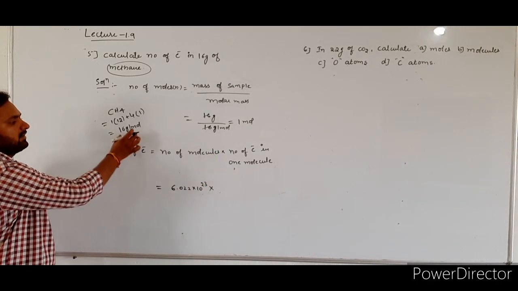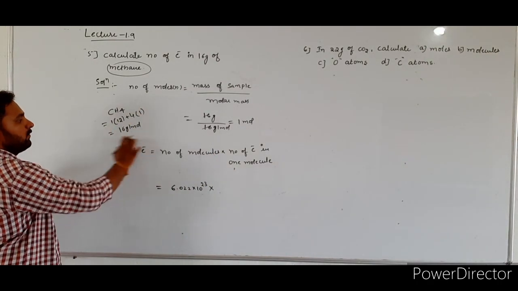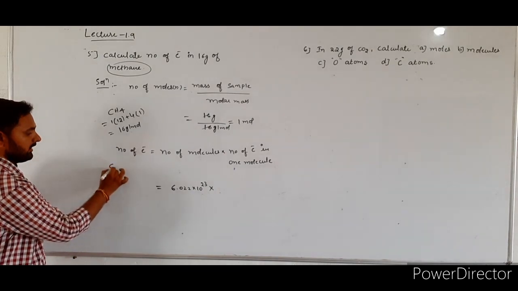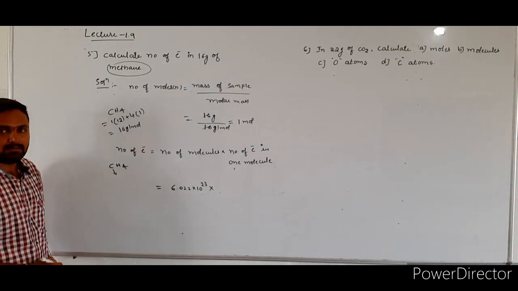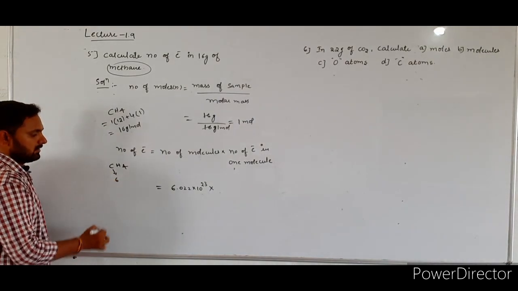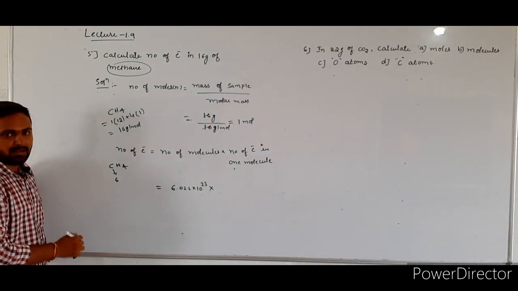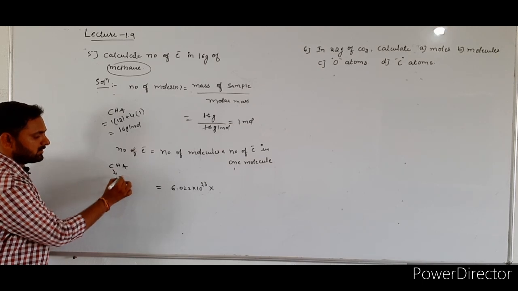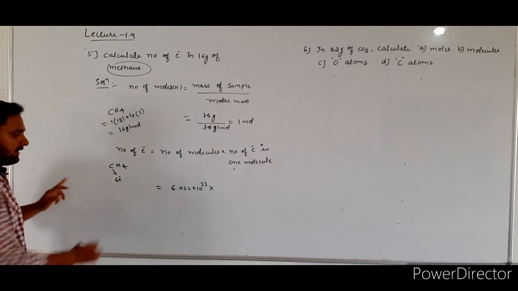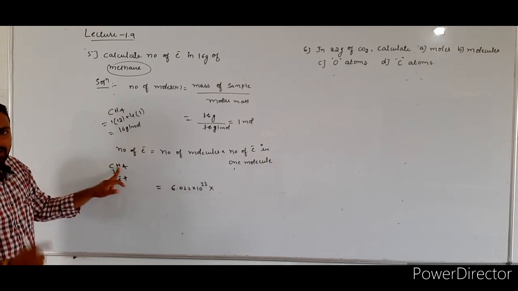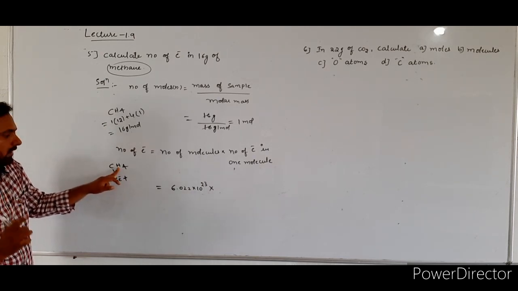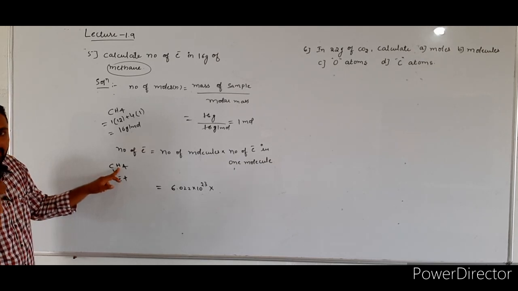Now let us calculate the number of electrons present in one molecule, CH4, right? What is the atomic number of carbon? 6. The atomic number is equal to the number of electrons. So how many electrons are present in one carbon? There are 6 electrons. Plus, what is the atomic number of hydrogen? 1. That means 1 electron. 1 hydrogen contains 1 electron.